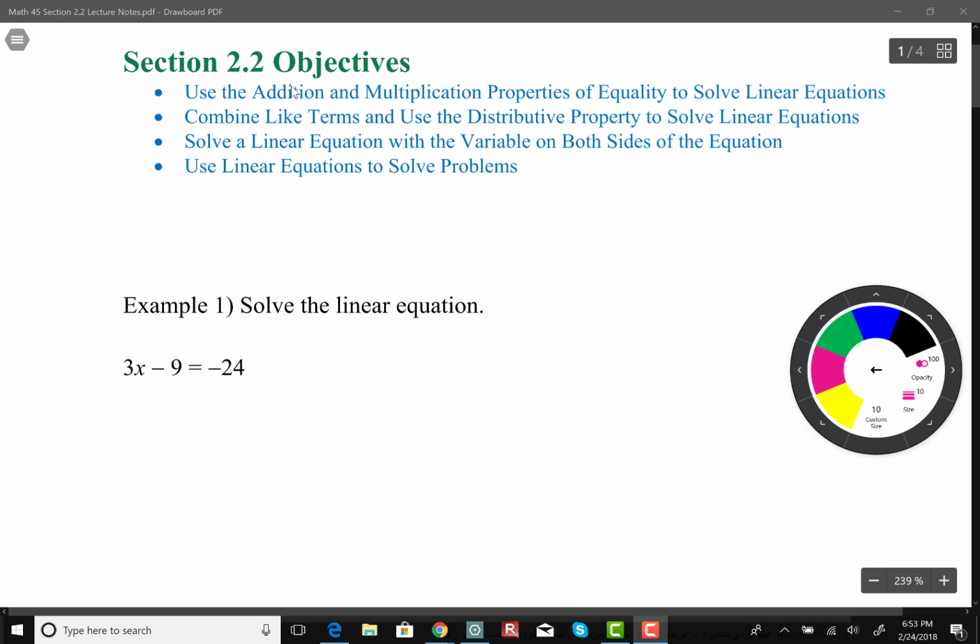Hello, this is section 2.2 and here is the list of objectives. And for the first example, we're going to be working on the first objective: use the addition and multiplication properties of equality to solve linear equations.